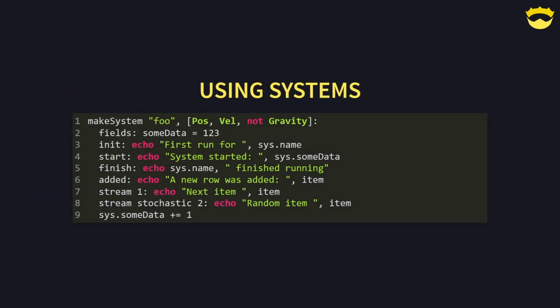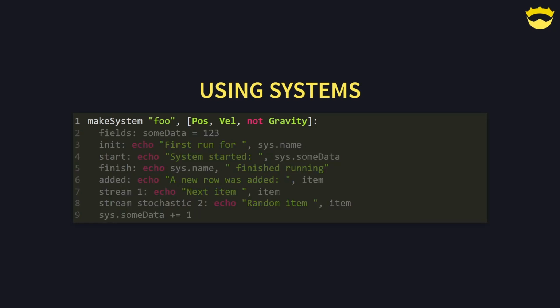So systems also provide quite a lot of different features, different blocks for different scenarios in order to do more advanced processing. So firstly, you can actually negate components. Systems could be, say, I want pos and vel, but in this example, don't add a row if gravity exists. So this can be quite useful for various design patterns if you need to have some kind of variant of a system or whatnot.